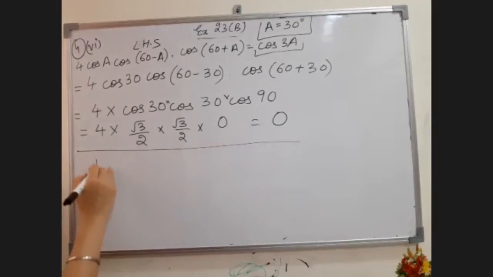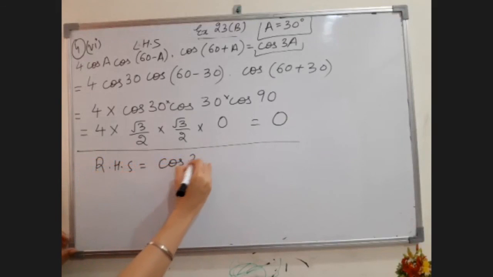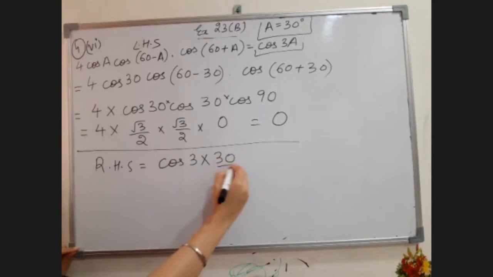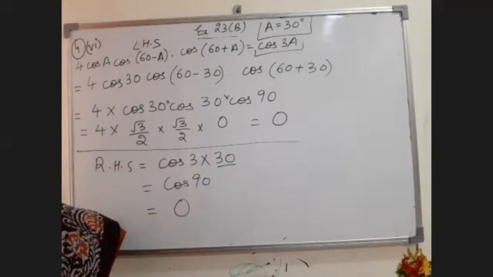Let's solve the right hand side now. So the right hand side is equal to cos 3A. 3 into 30, because A is 30. So cos 90, which is 0. So both the sides are equal. So hence proved.